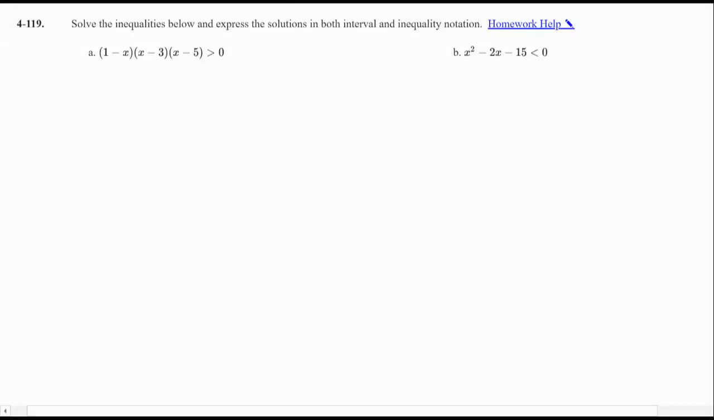He was to solve the inequalities below and express the solutions in both interval and inequality notation. So to start this off, I'm going to set each of these pieces equal to 0, because I know that this is a cubic function if I were to graph this side of the equation, and I'm trying to see when it's greater than 0. So if I have a cubic function, I'm looking at where the y values are greater than 0. So I'm just going to look at where that happens. When are the x values between those points? So I really am just going to start by graphing this and finding the x-intercepts.